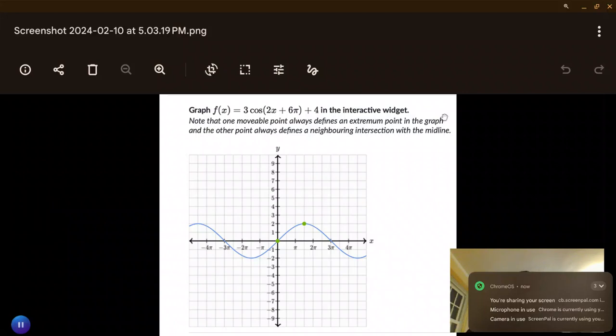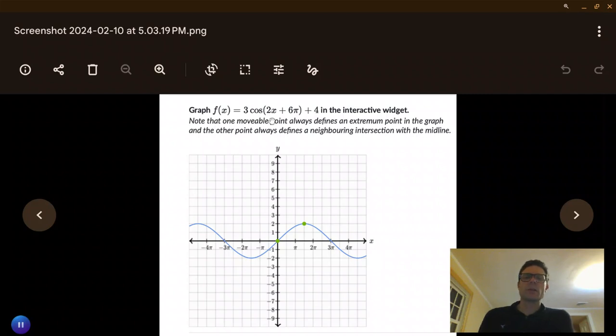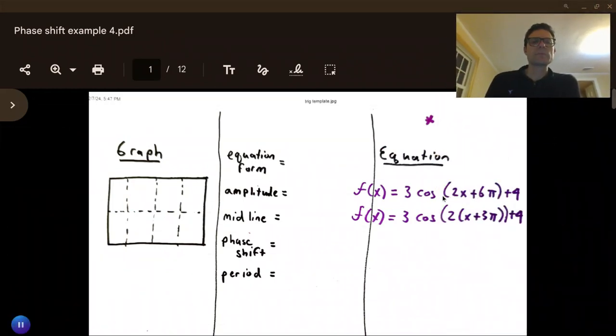Okay, here's another example of graphing sinusoidal functions with phase shift. We've got the equation, and we're going to find the graph. So let's go to the sheet. Here's my equation right here. I'm going to move this picture up.